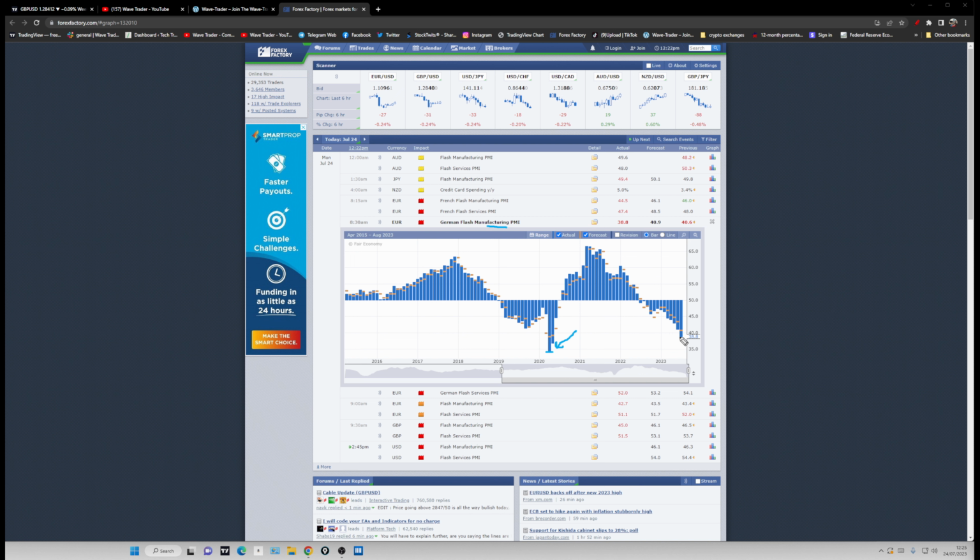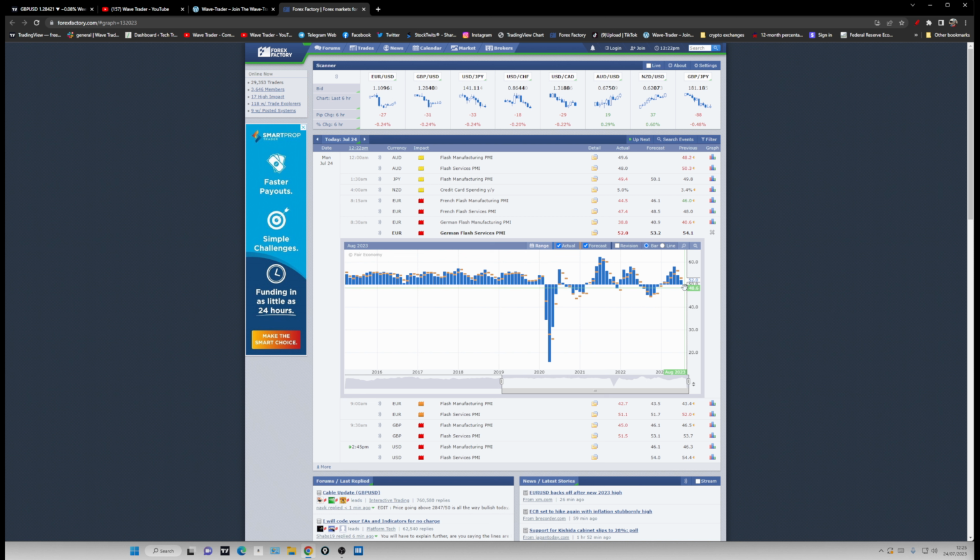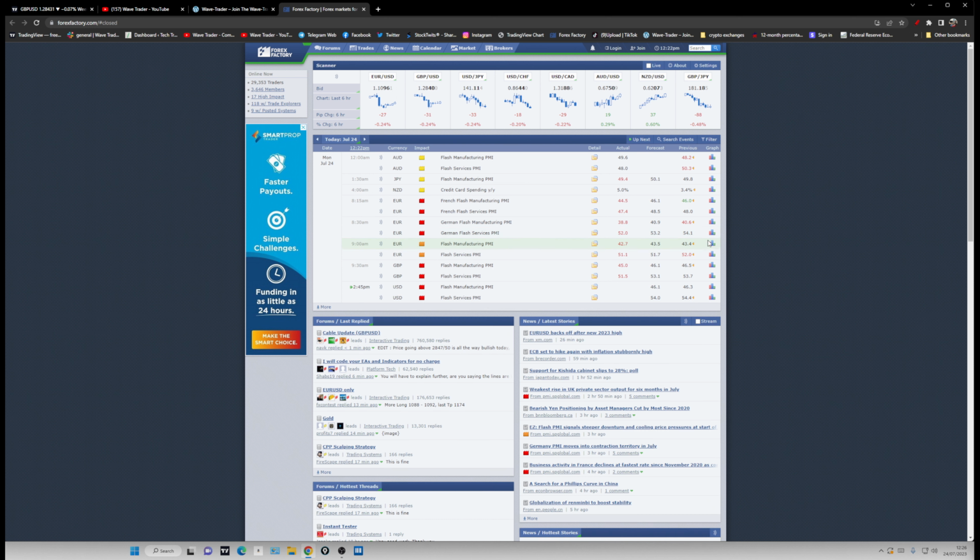We may see more downside, specifically in German manufacturing, which can test that 35. We are just three points away, from 38 to 35. So situation is getting worse. The slowdown is significant in Europe, specifically in Germany. The services sector is still above 50, and that is holding inflation higher. The service sector is still holding core inflation high in Europe.